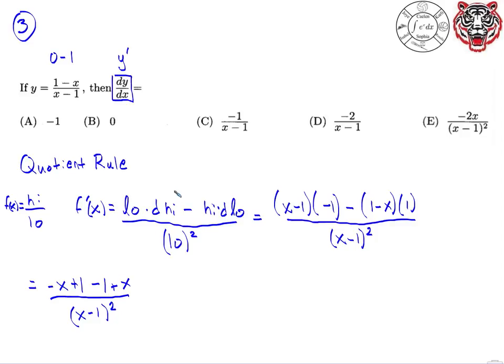So right away I can see it's either going to be b or e. And because e has the x minus 1 squared on the bottom, it might be b because the numerator might be 0. So the x and negative x cancel out. The 1 and negative 1 cancel out. So we have 0 over x minus 1 quantity squared, and we find our answer. Answer was b.